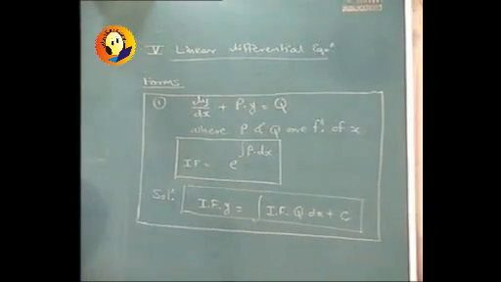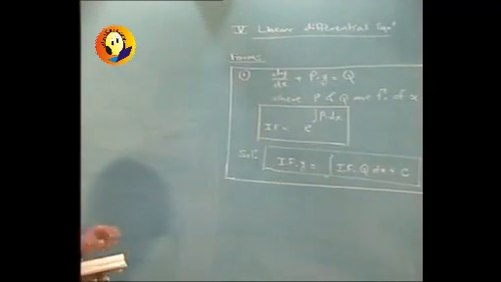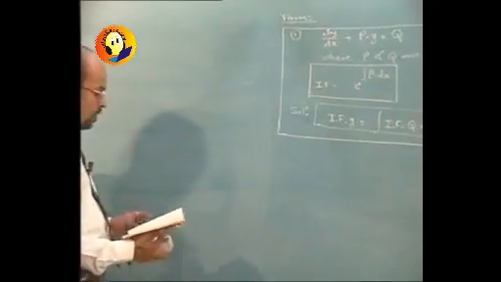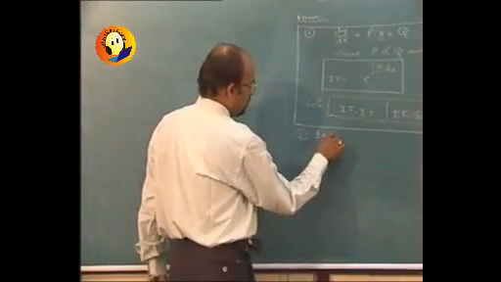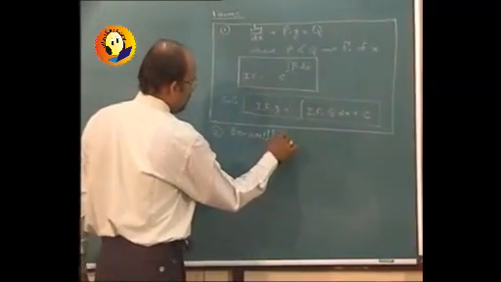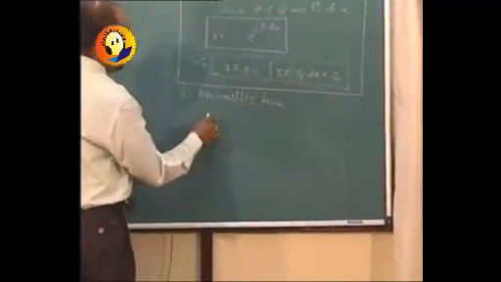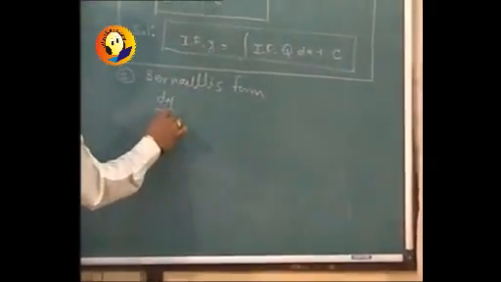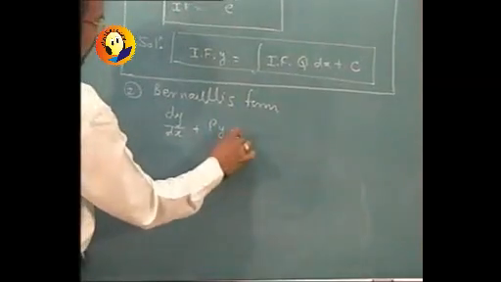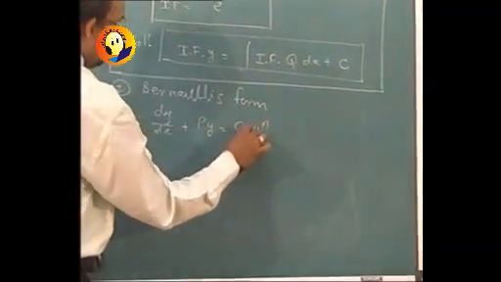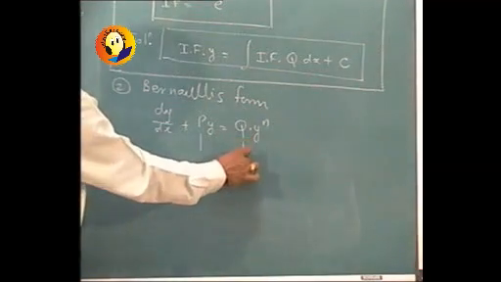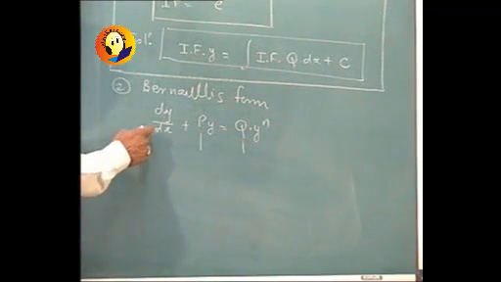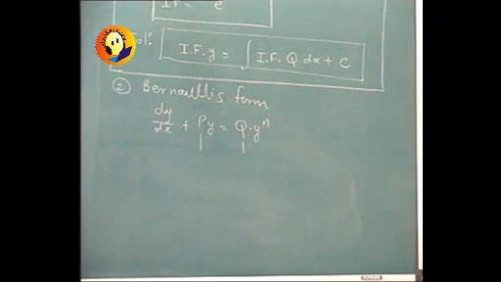The second form that we have is known as the Bernoulli's form. So form number 2 is Bernoulli's form, which says that it is in the form dy by dx plus Py equal to Q y raised to n. Now if the differential equation is in this form, where P and Q are again functions of x only, then to solve it we are required to get it back in the first form.